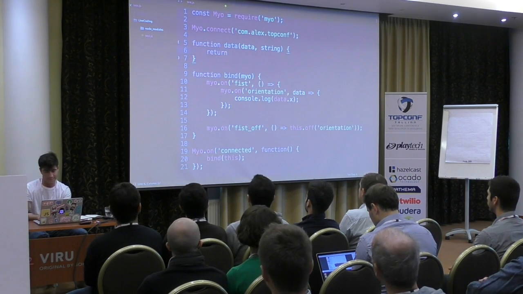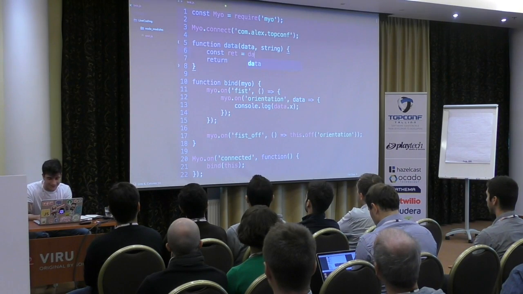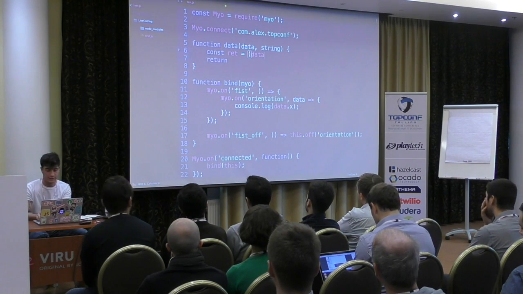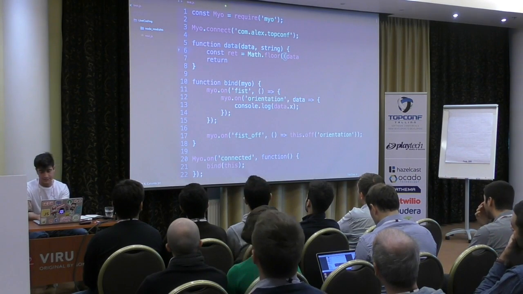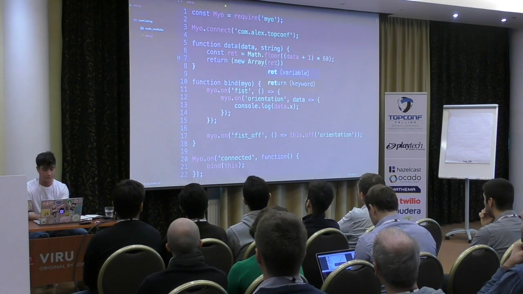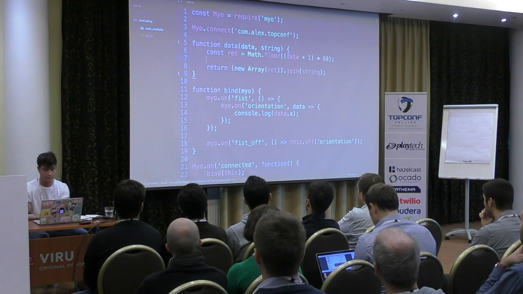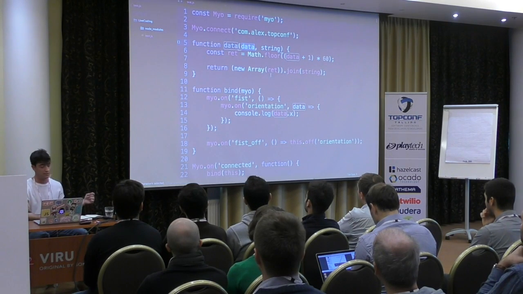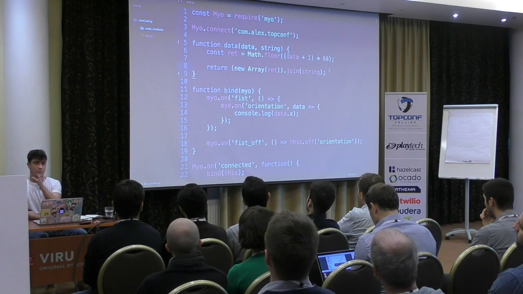Return. Okay, let's put that. So, we need a Math.floor. I want to remove that minus, so I will do this plus 1 multiplied by 60. Then I create a new array made of that number and I join with the string I pass. So I pass a string, data, which will be X, Y, or Z. I create a number based on that data plus 1, because again, it goes from minus 0.9 to 0.9, I floor it, and then I return just a string made out of that number.